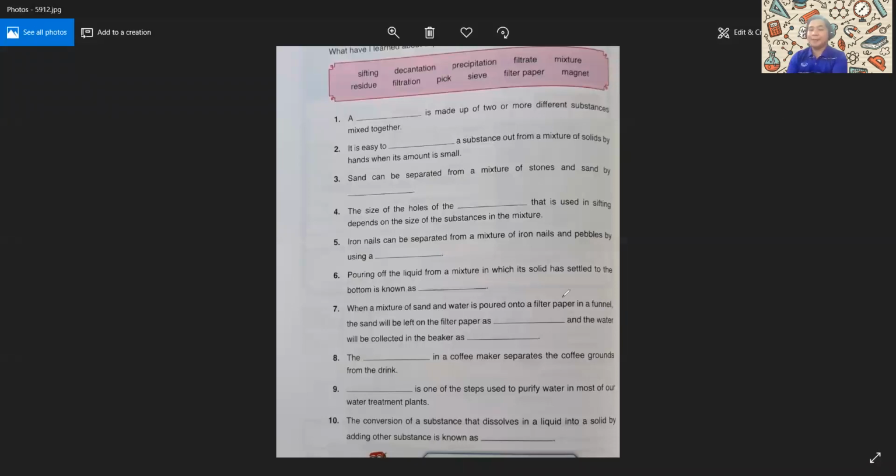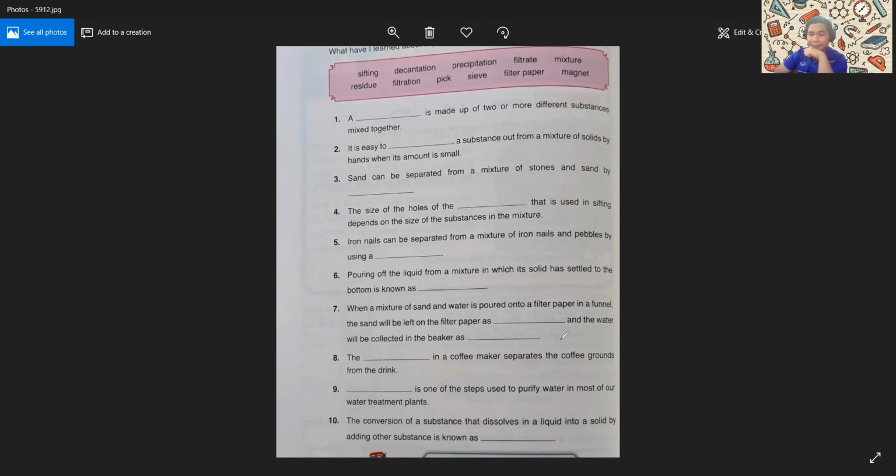A blank is made up of two or more substances mixed together. Now, the choices are up above. So if you're done with your choice, you can simply mark it down so that you don't need to remember to check again what is the correct answer. So first question, number one.